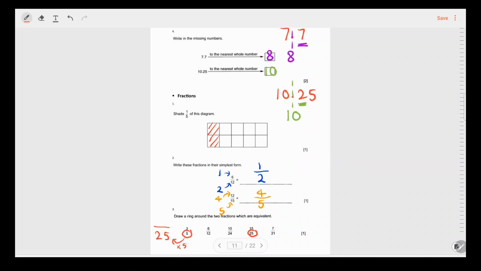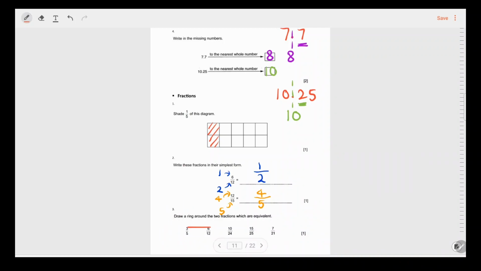And whatever I do to the denominator, I need to do to the numerator as well. So 3 times 5 is 15. And you can see that it's actually the same fraction, right? So which means that these two are equivalent. So I chose the correct two fractions by chance.